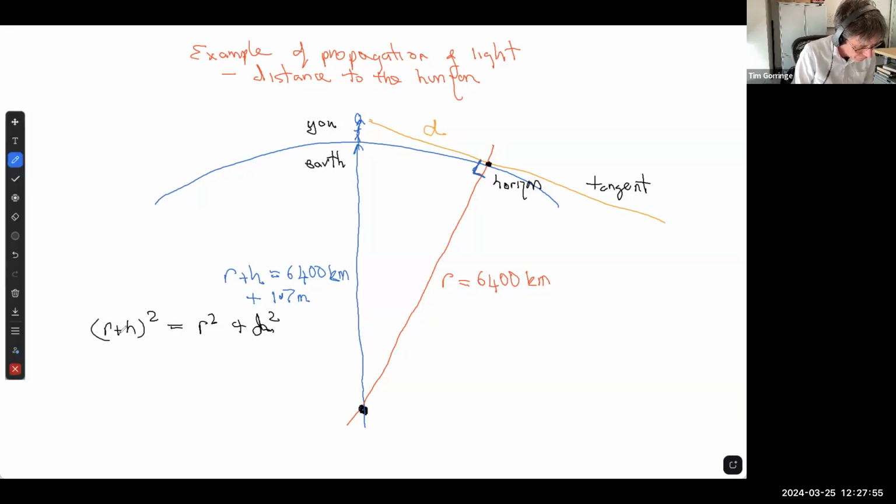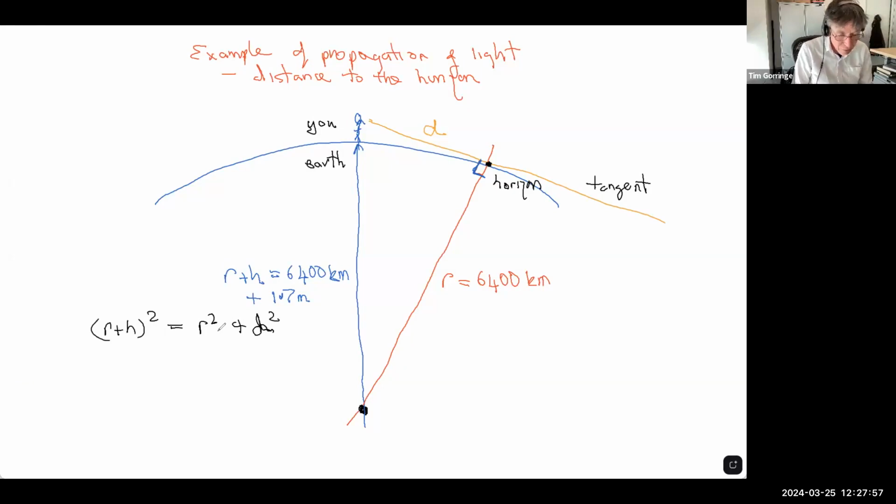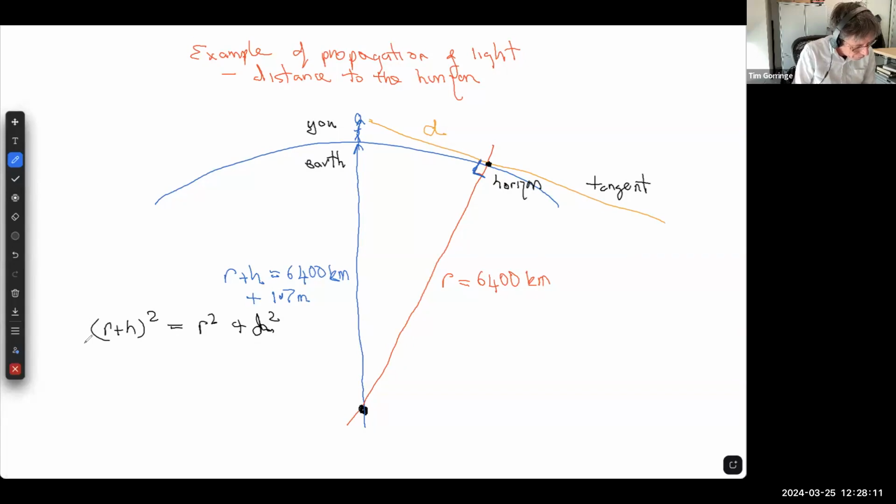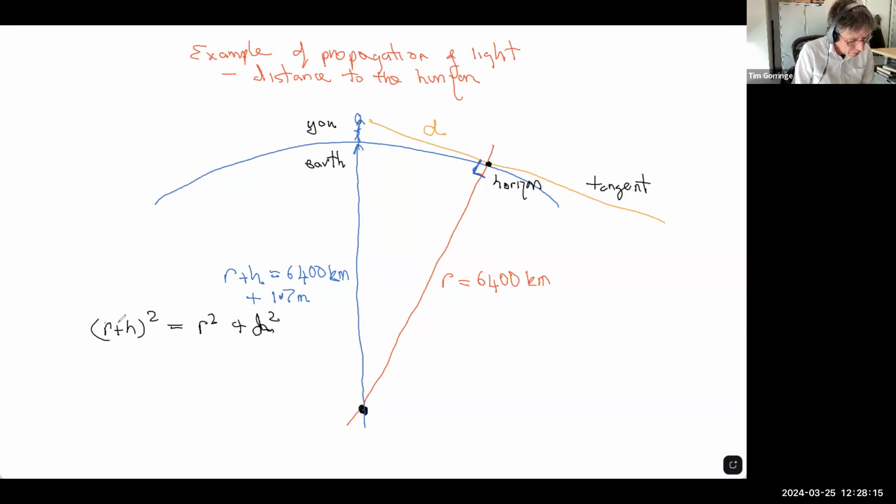And so this is an equation. If you look at it, we know the radius of the Earth, we do. If we know the height of our eyes above our feet, we do. Then we can solve this equation for D, the distance to the horizon. So now it's just a little bit of algebra to solve this. I'm going to multiply out the square on the left-hand side, which came from the hypotenuse.